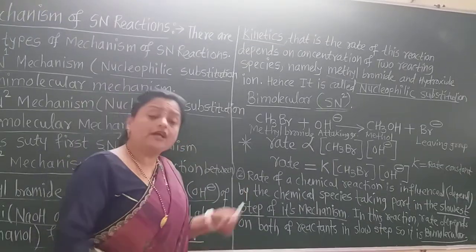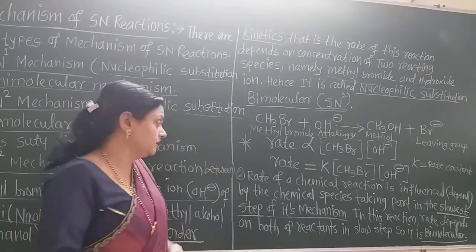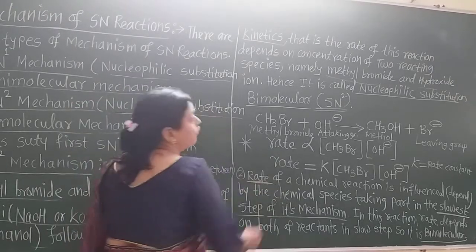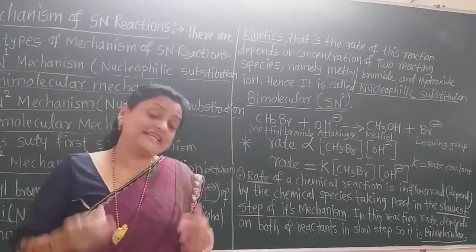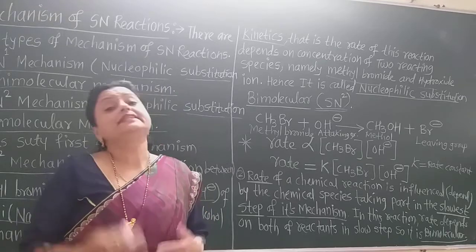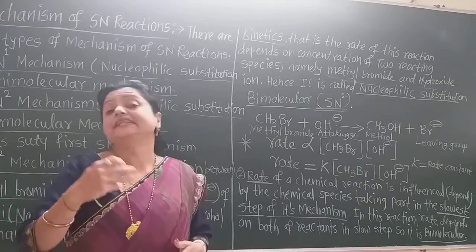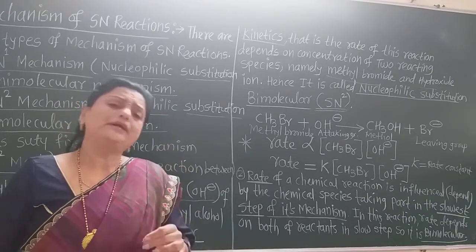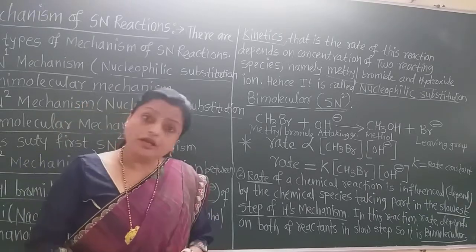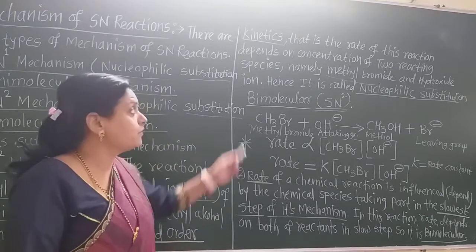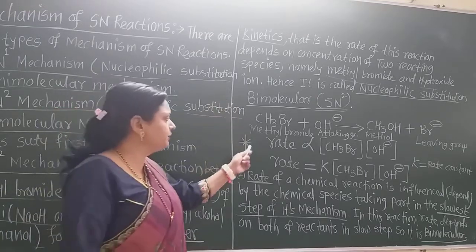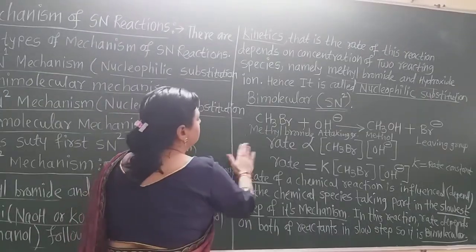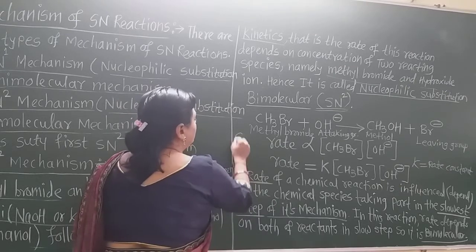Now this is the second point about the rate. Always write points when writing the SN1 and SN2 mechanisms, because in the examination these are asked for 4 marks. So there must be a minimum of 8 points to explain this. The first point is about the reaction, and the second point is about the rate of the reaction.